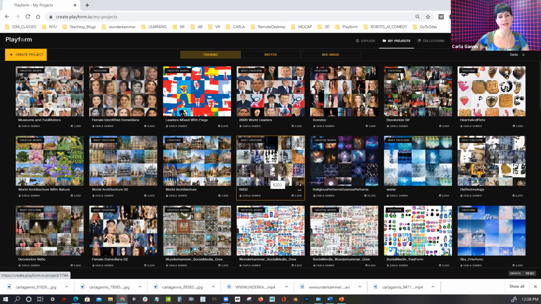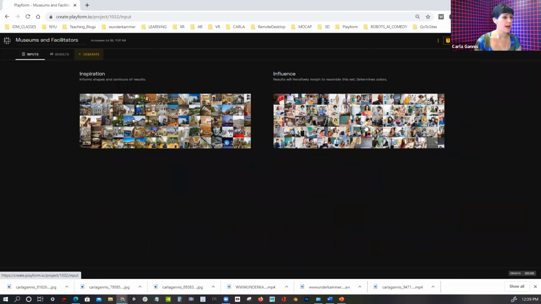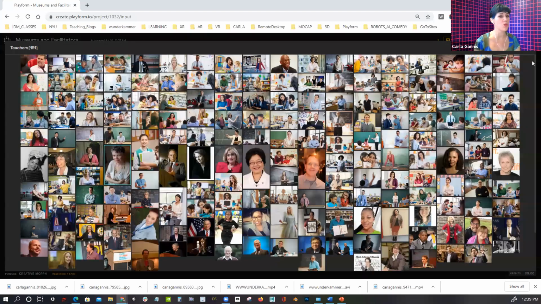For example, the data sets that have generated a lot of these images, there are multiple collaborations going on here, right? Because I'm going to Google, sometimes I'll download things straight from my Instagram, but a lot of these, I'm using hundreds of images, and here you can see, for example, 7,500 Playform images generated from my original inputs. This one was teachers. I had 181 images of teachers. So, all of these images have been sourced from the internet.